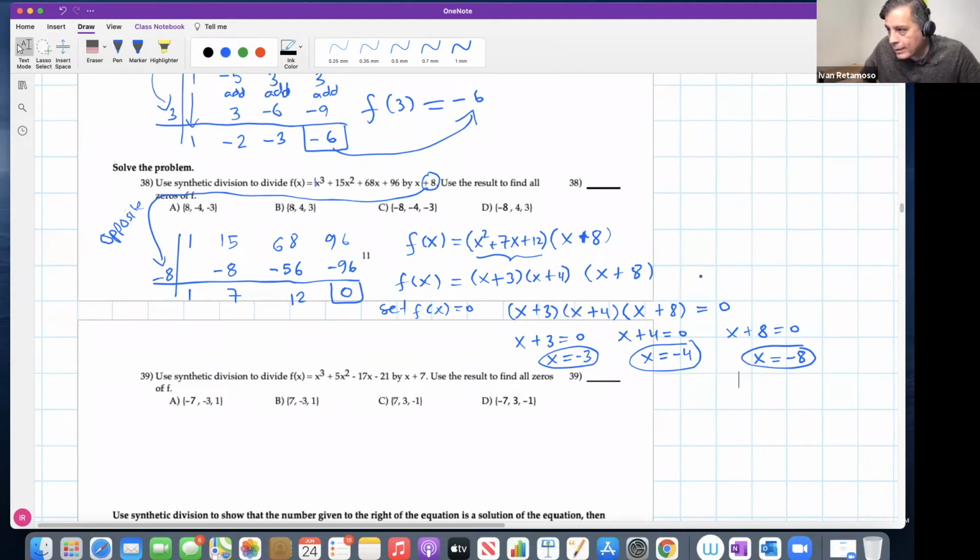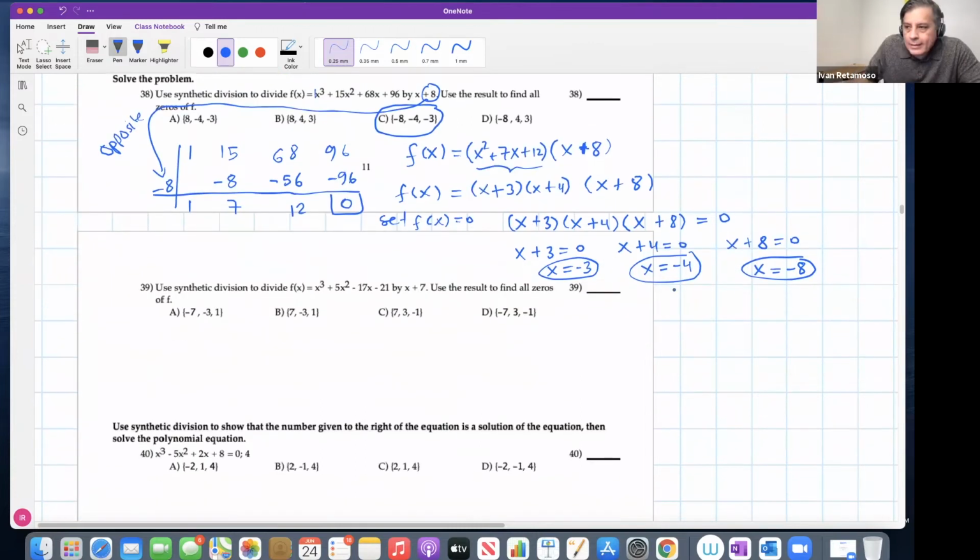For 38, be careful when you choose your answer, guys. Look, they're very close to each other, so make sure you're choosing the right one. They're all negative, in any order, so the order is not relevant. Very good. Continue. Let's see 39. 39 is similar. You should do the process I did there with this x plus 7. You should be fine.